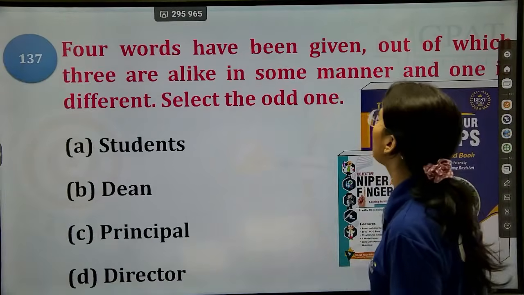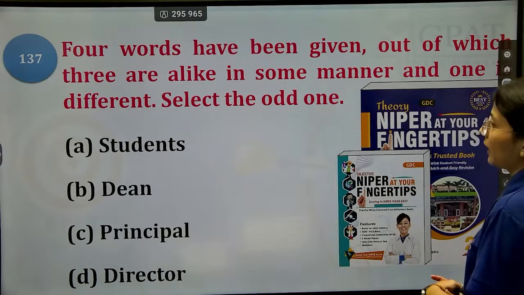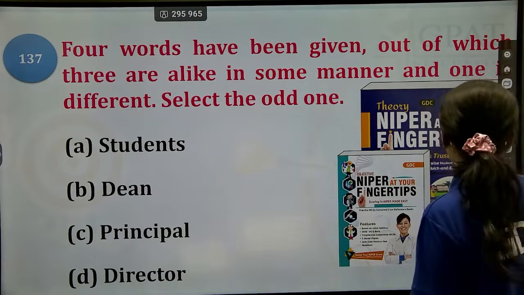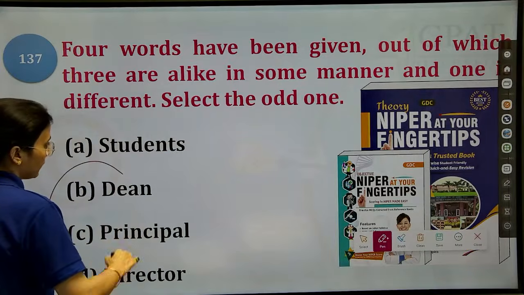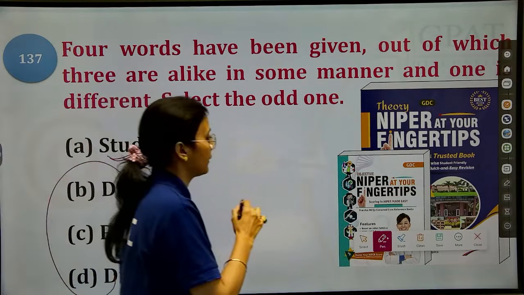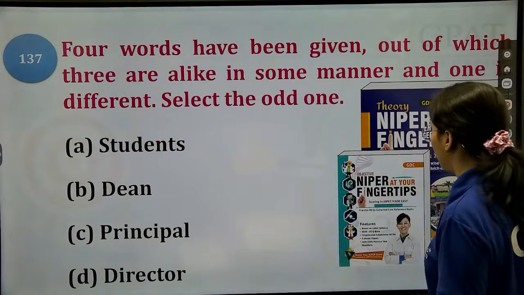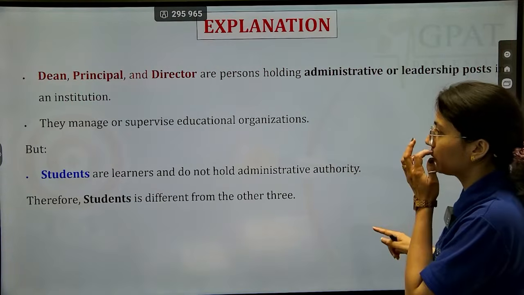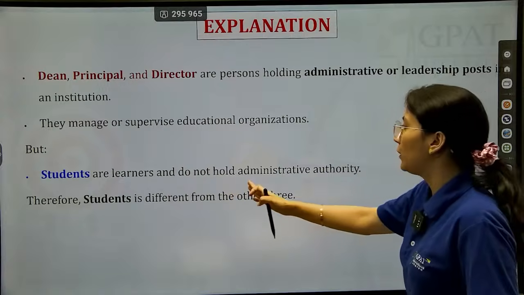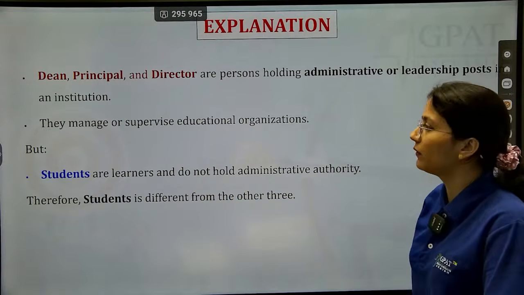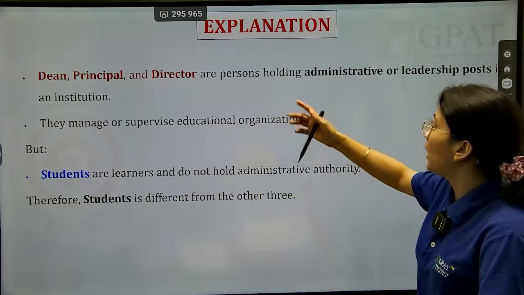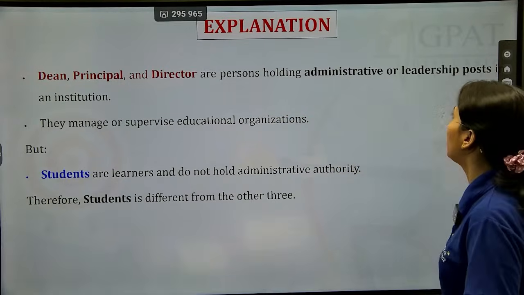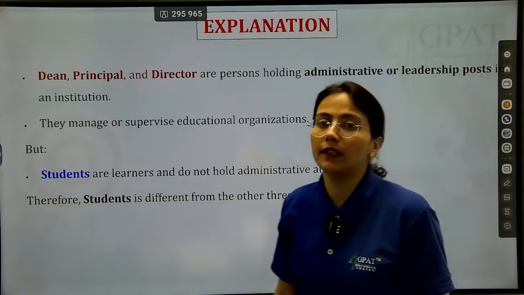Now 4 words have been given, out of which 3 are alike. Student, dean, principal, director. So if you see, dean, principal, director are similar, but student is different. Students are learners and do not hold administrative authority. Principal, dean, director are persons holding administrative or leadership posts in an institution.